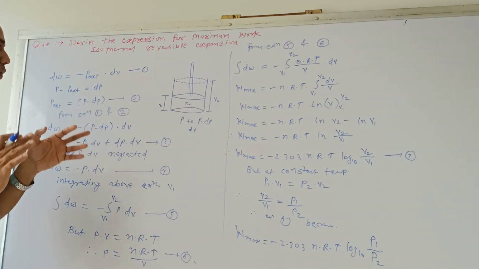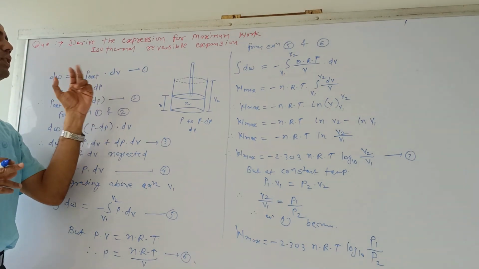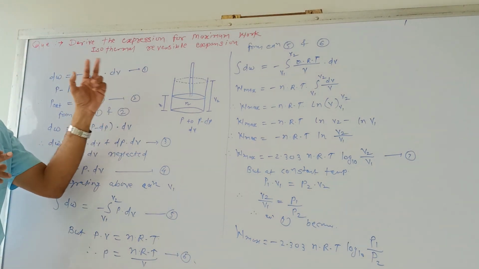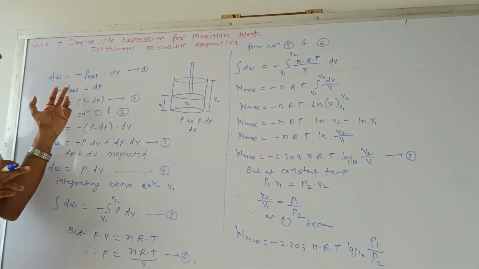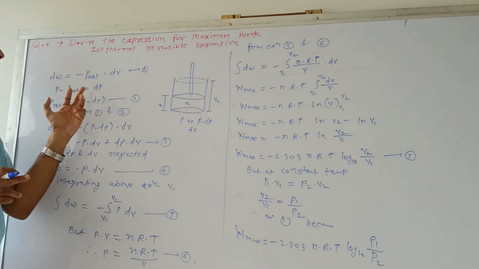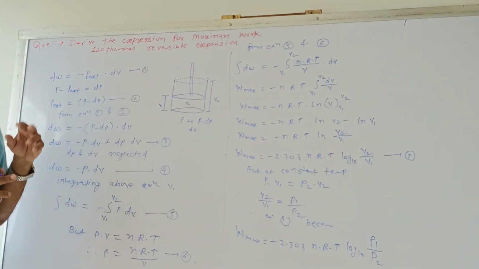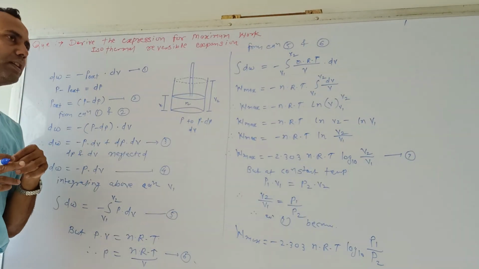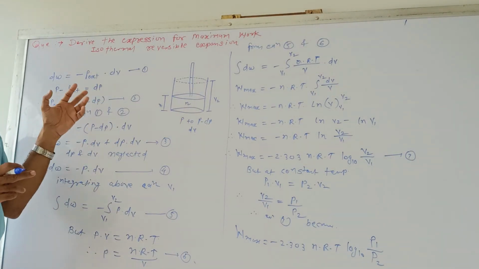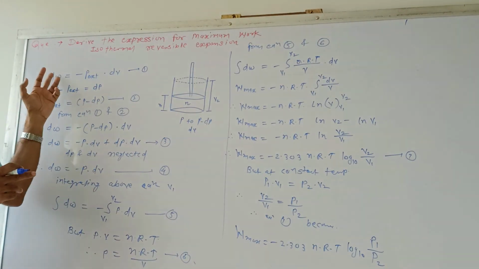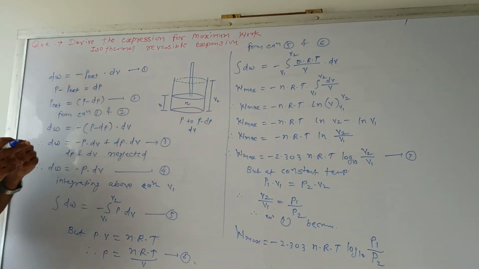Okay. Now what is our derivation? dW is equal to minus P external into dV. This is our equation number 1. Now P minus P external is equal to dP. What have you done? The pressure changes from P to P external, and that is nothing but the change in pressure, dP. Therefore, we can write P external is equal to P minus dP.